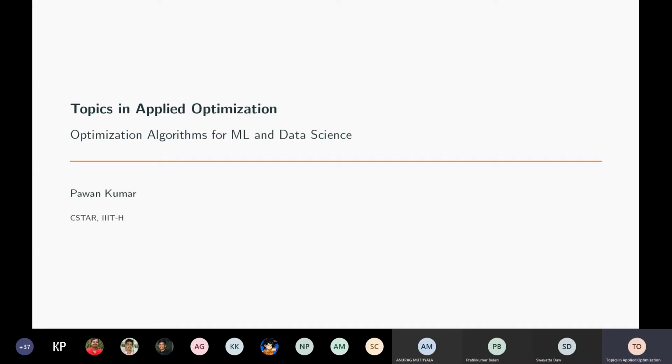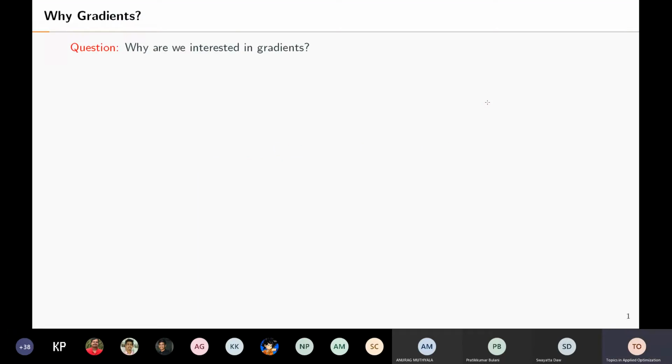So let us continue with what I call gradient and geometry. So the first question that we have in mind is why gradients, why we are interested in gradients.